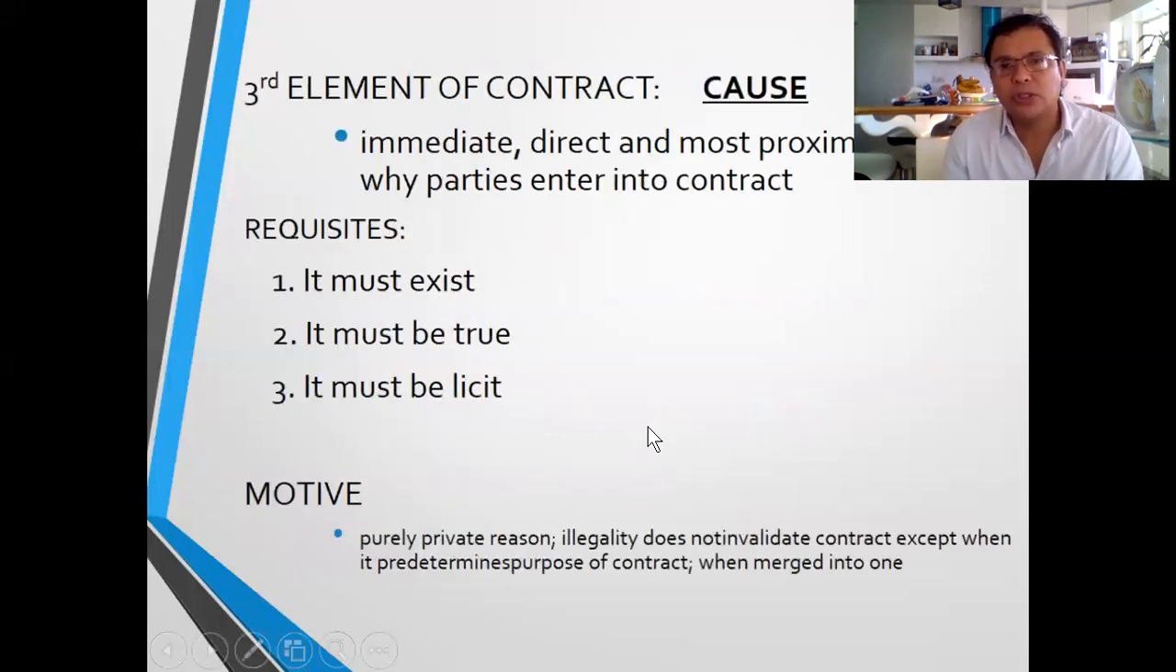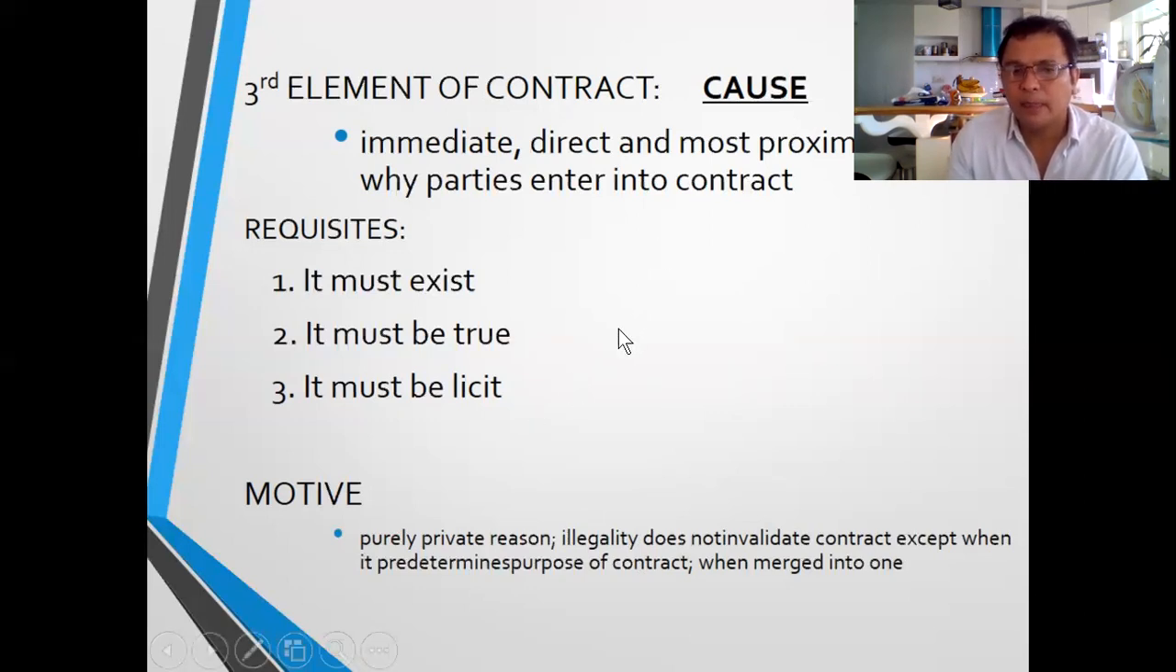The third element of contract is cause. So the cause must be immediate, direct, and it must be the most proximate reason why the parties enter into contract. The requisites of cause are that it must exist, it must be true, and it must be legitimate or legal. On the other hand, motive is different from cause because motive is a purely private reason. If it is illegal, it does not invalidate a contract. But if cause is illegal, it would invalidate a contract.